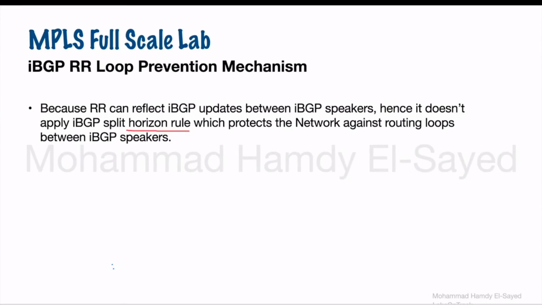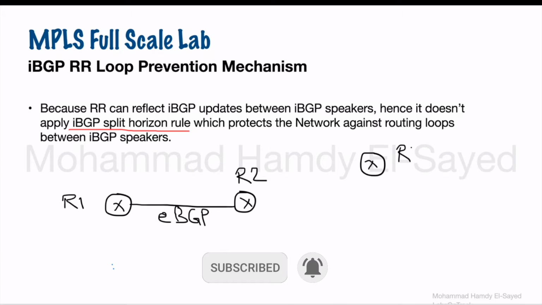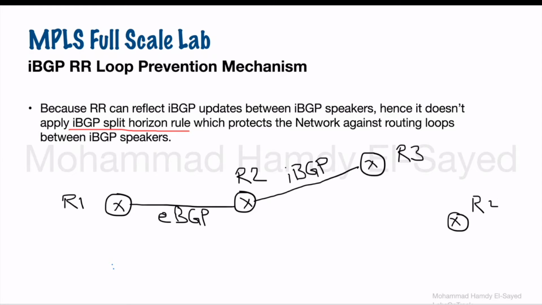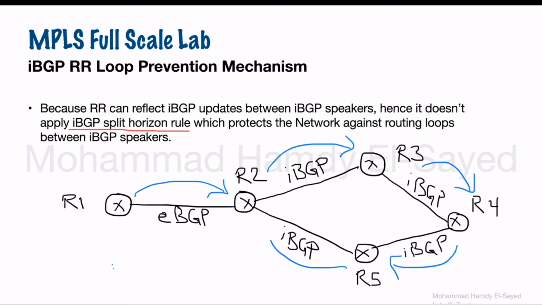To remember the iBGP split horizon rule, we can see this example. If we have R1 connected to R2 and there is an eBGP peering session between them, R2 connected to R3 and there is an iBGP session between them, R3 connected to R4 and there is an iBGP session between them, R5 connected to R4 and there is an iBGP session between them, and finally R5 connected to R2 and there is an iBGP session between them. If there is an eBGP update sent from R1 to R2, R2 can resend this BGP update to R3, R3 to R4, R4 to R5, and R5 to R2.